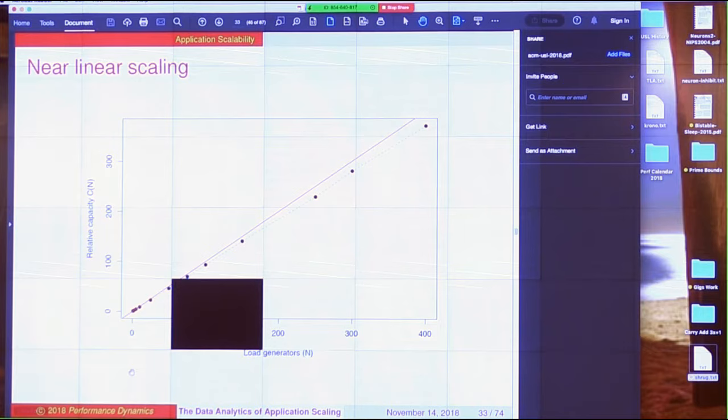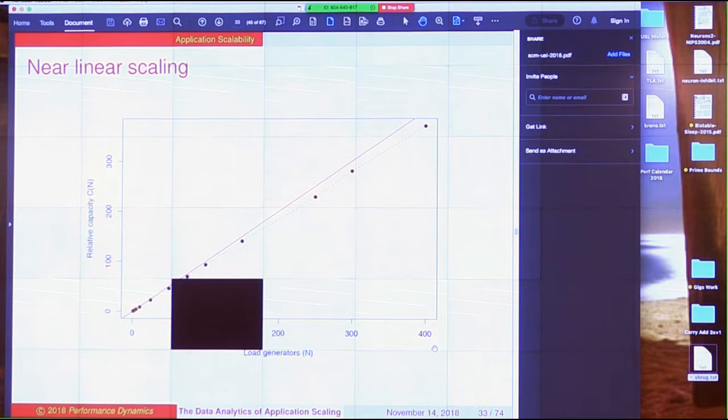So now I'm plotting this against a real one-to-one linear ratio, and you can see, well, yes, it's linear, but it's not growing one-to-one, but it's pretty damn close. It's not bad, out to 400 generators. That actually is quite impressive. But I can now fit that to the USL.